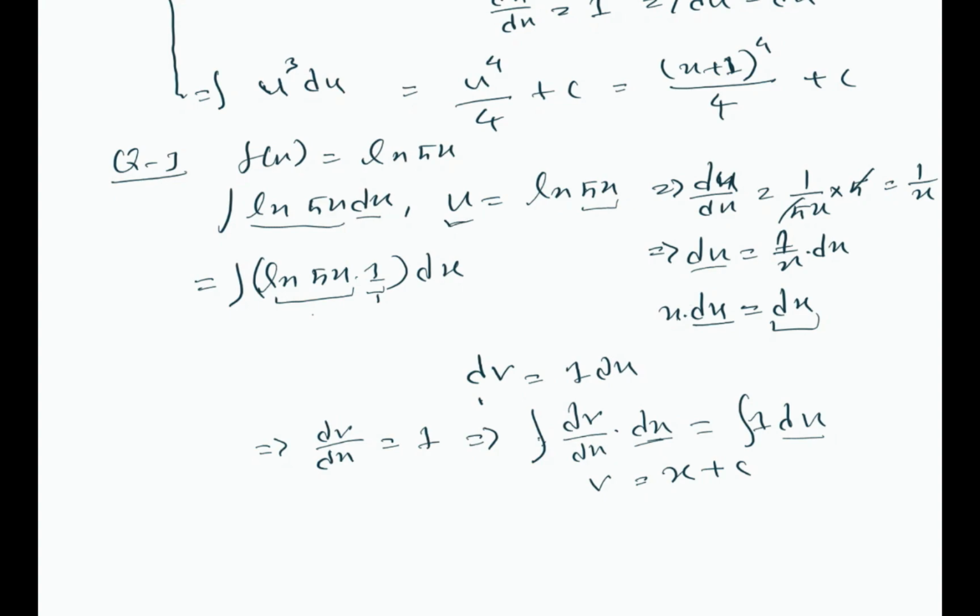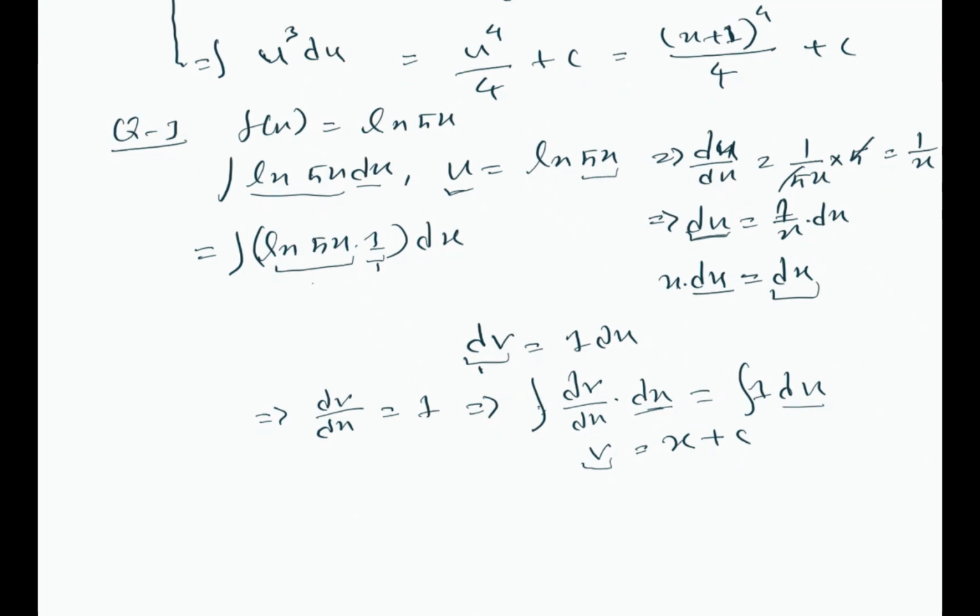So now I have everything. I have u, I have dv, I have du, I have v. First I can write this integration by parts formula. So the integral of u dv is equal to uv minus the integral of v du, right? So what is u? u is ln of 5x, and v is x.